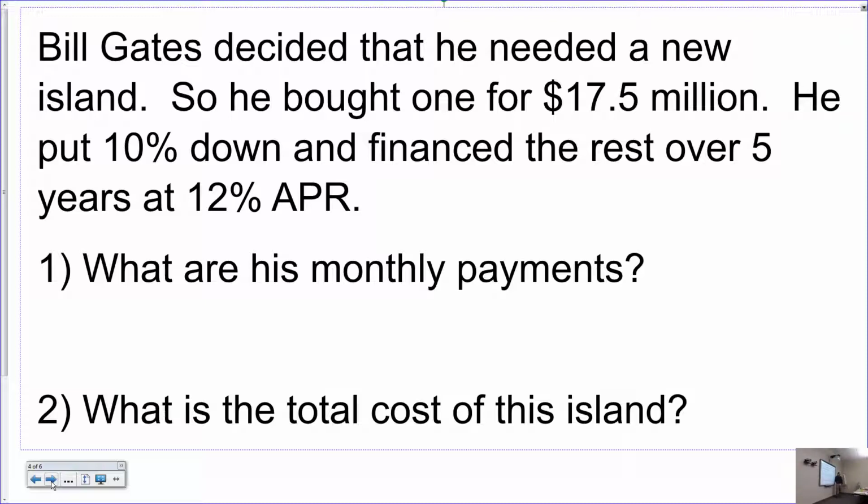So, enough said. This is why Bill Gates has crappy credit rating and why he's going to have to pay a 12% APR. He paid more than that. He paid more than that percent.